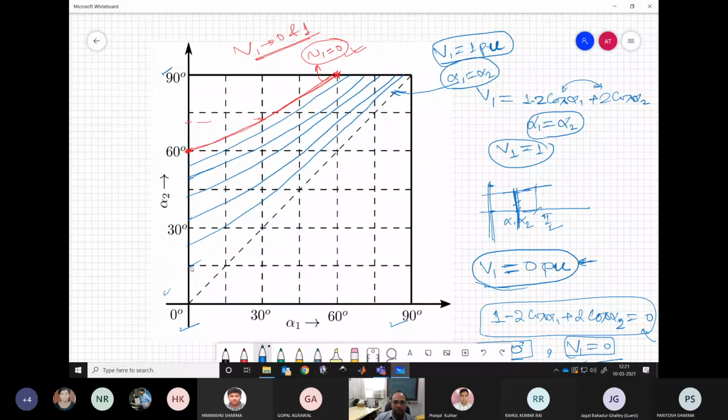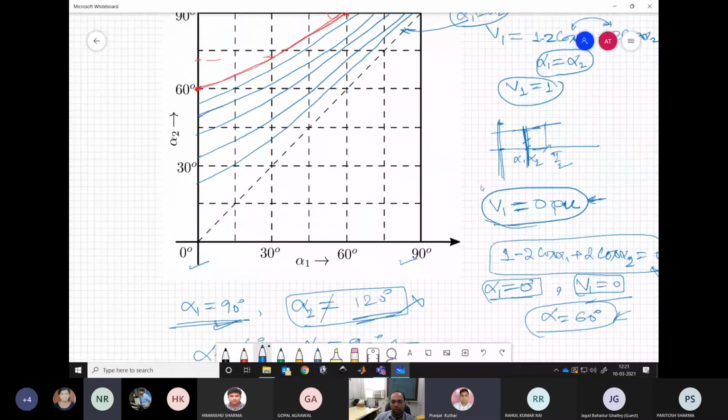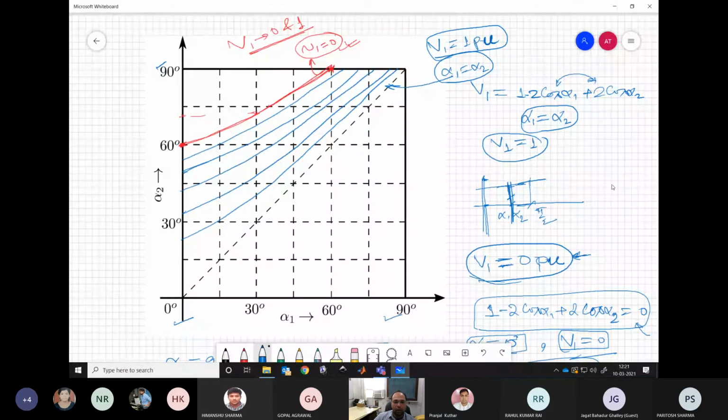So can these curves intersect? Question for you. Can these curves ever intersect? No, sir. Because if they intersect, that means two curves are having the same V1 value, which is not possible, or the same point is giving two V1 values, which is not possible. Correct? So this is how we can find the family of voltages where we have a fixed value of V1.